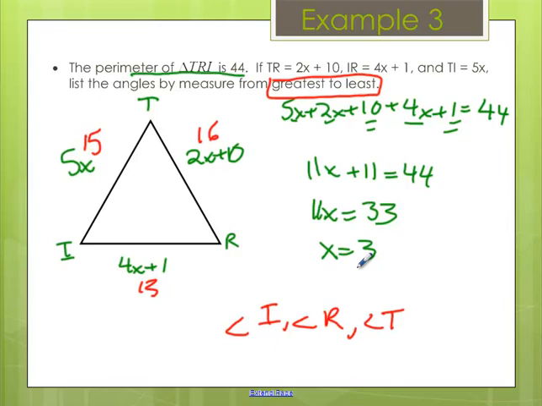So if you take a minute, look to make sure that you are plugging in everything correctly, just like we've done in the past. Now what you have to do is find the biggest side, find the smallest side, or the biggest angle or the smallest angle, and then label everything accordingly.